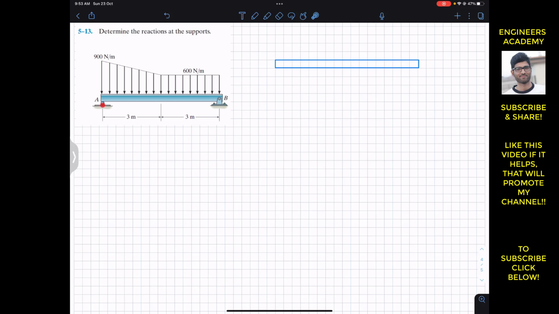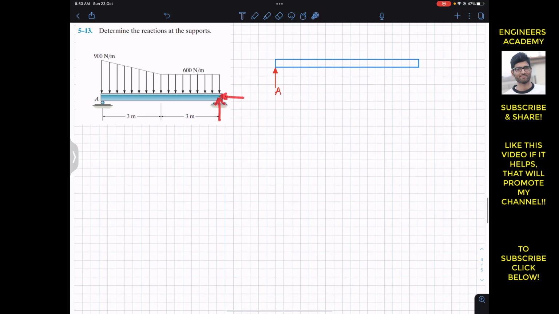So at A we will have the roller support and that must be acting in the upward direction. So here we will have A, let's say this is A, and at B we have the pin joint, so we will have two reactions. So we will have BX and we will have BY reaction. And we are required to find this A, BX and BY.